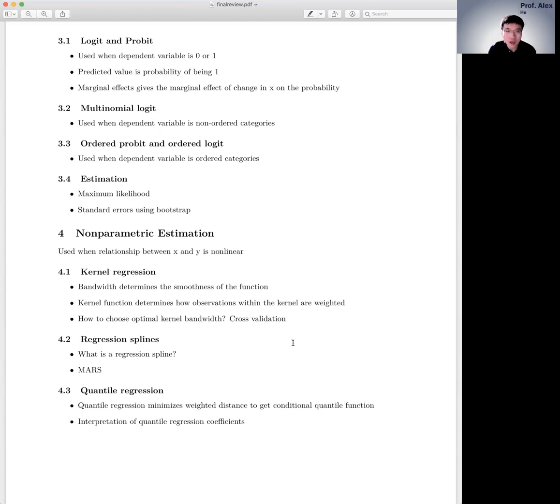kernel regression. For kernel regression, you have to understand what does the bandwidth mean, and how do we choose the bandwidth. So basically, kernel regression is just a weighted average of the Y value, okay, for some observations. And what's the weight you're going to choose, that's going to depend on the kernel. And if you have a wider bandwidth, then you are taking an average for those observations that are farther away from you. However, if you have a narrow bandwidth, then you are only taking an average of the values that's within that narrow bandwidth.